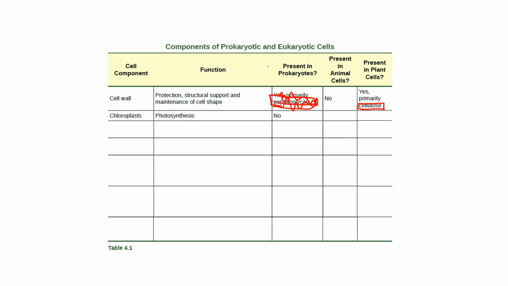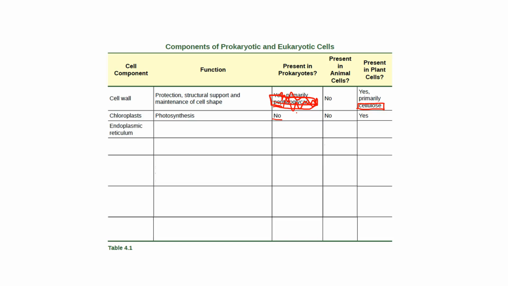Not found in prokaryotes, so that this isn't always true. There are some bacteria that do have chloroplasts. We call them cyanobacteria, or they have a chloroplast-like structure anyway. Not found in animal cells. It is definitely found in plant cells.